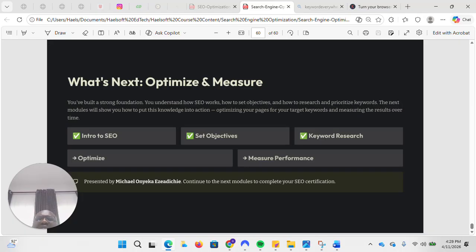So this is the end of module 3. In our next module, which is module 4, we will be exploring more about optimization, technical SEO, and off-page optimization. Thank you.